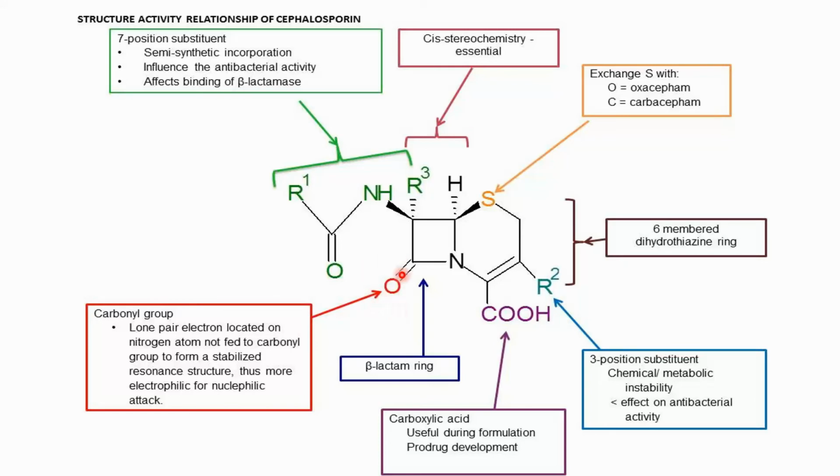Next, here you can see the cis stereochemistry is essential. Here you can see the cis isomers are more active in the nucleus. You can see these are the cis positions. Next is the R1, which is present on the 7th position. It is a semi-synthetic incorporation. As we already discussed in SAR, R1 can be replaced by any other group to obtain the semi-synthetic derivative. This R1 will influence the antibacterial activity and it affects the binding with the beta-lactamase enzyme. So this is overall the SAR points you can see.